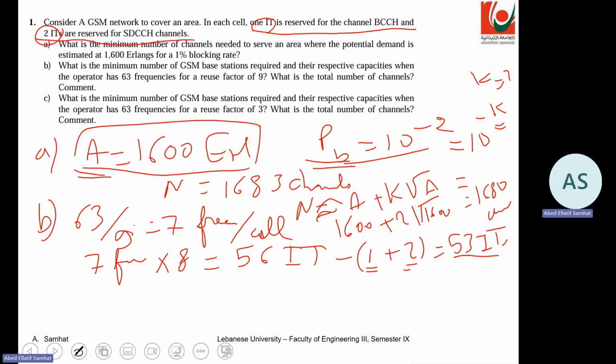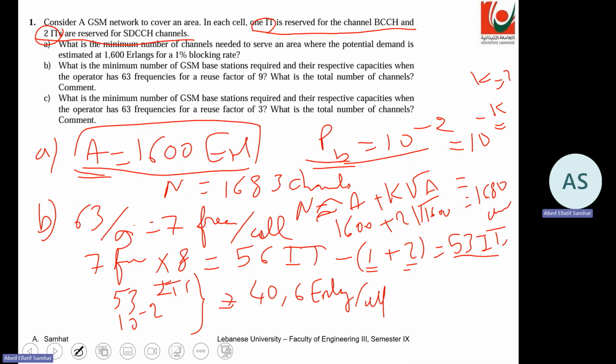So recall that we have 1,600 Erlang. In order to see the number of cells that are required, we should find how much a cell can support. So we have 53 IT, which is 53 physical channels, with a blocking probability of 10 to the power minus 2. This means that the traffic that could be supported by a cell, if we check the table, will be 40.6 Erlang.